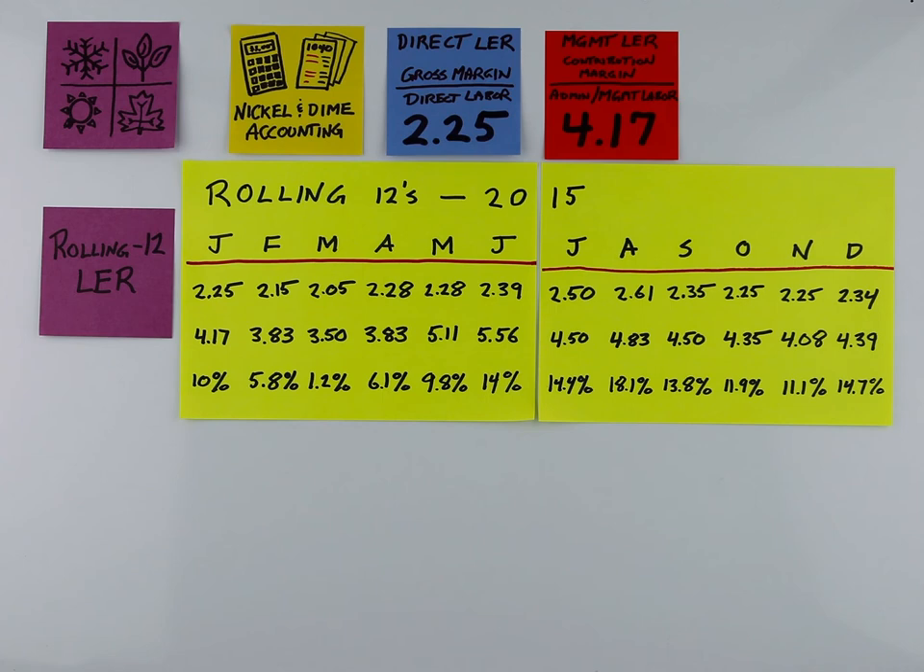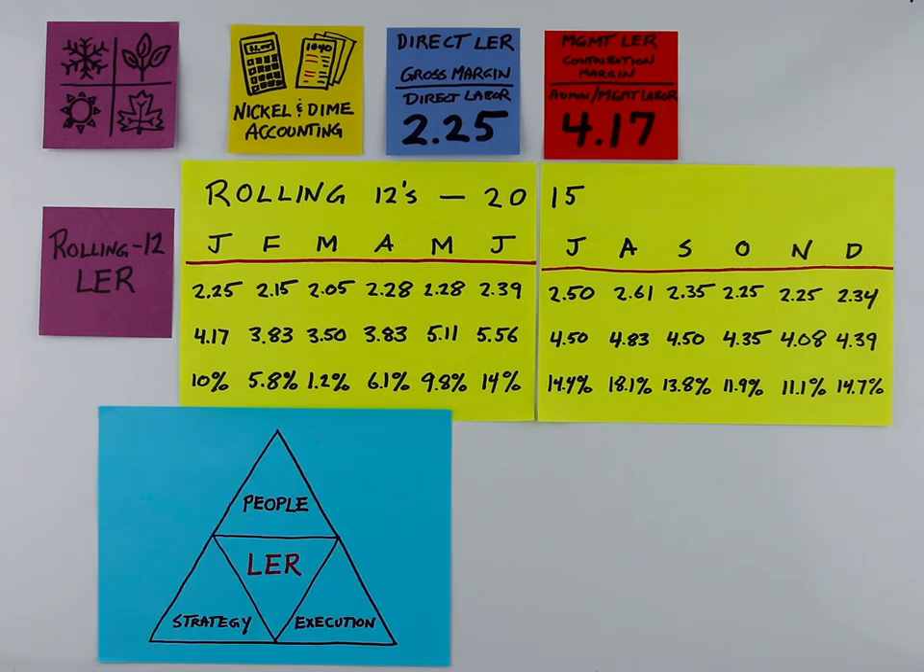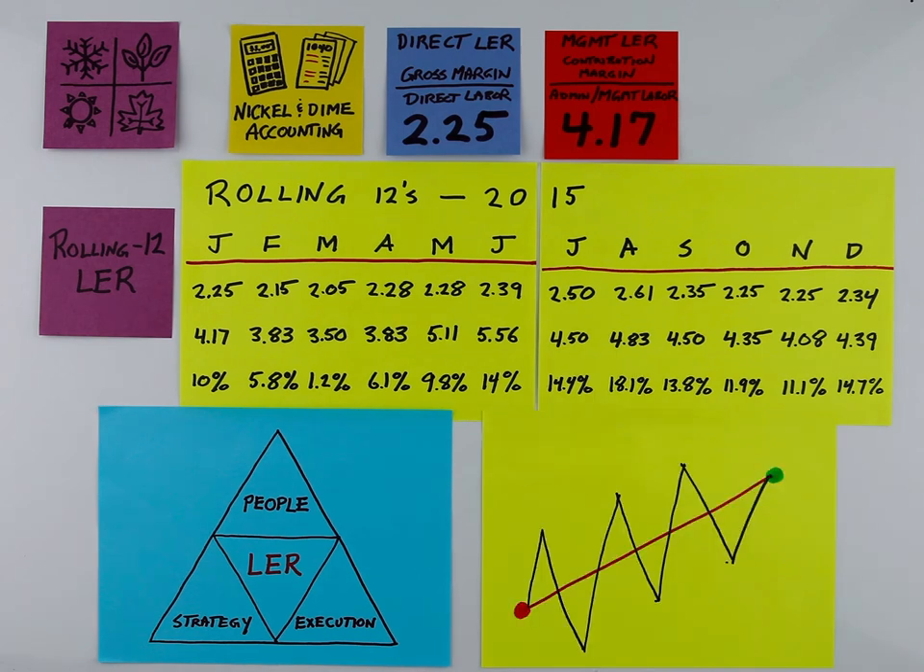But for example, in March, they had a very low net income number, and it looks like it was probably related to really low direct labor, which could mean a lot of different things. Again, you're going to always go back and look at the people, execution, and strategy filter to determine where's the problem, what do we need to work on. Also remember, like most numbers in business, there's not a direct path to go from point A to point B. You're always going to have some highs and lows along the journey. Just keep that in mind as you're managing your LER.